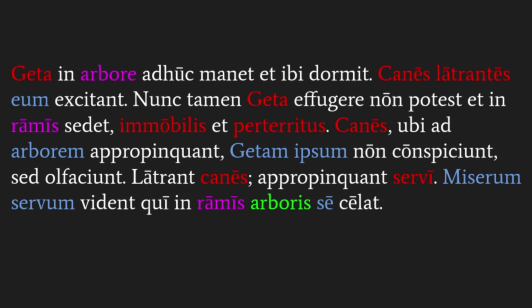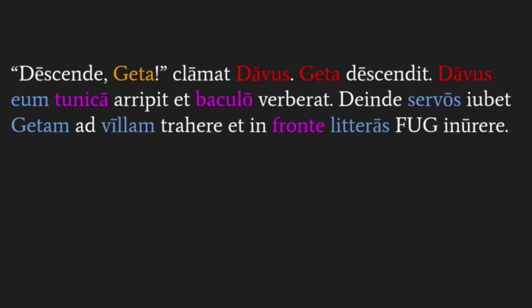Latrant canes, apropinquant servi. So the dogs bark, latrant canes, and the slaves approach, apropinquant servi. Miserum servum vident, qui in ramis arboris se calat. So vident, they see, meaning the slaves, they see the miserable slave, meaning Geta, who, qui, in ramis arboris se calat. Se calat means hides himself. So you're saying they see the miserable slave who is hiding himself in ramis arboris, in the branches of the tree.